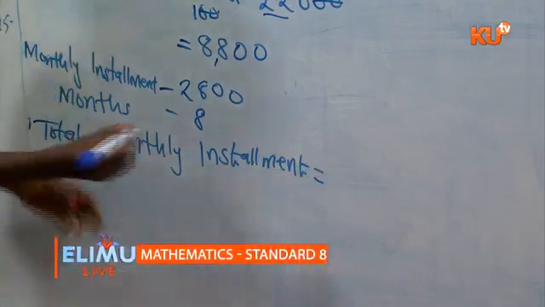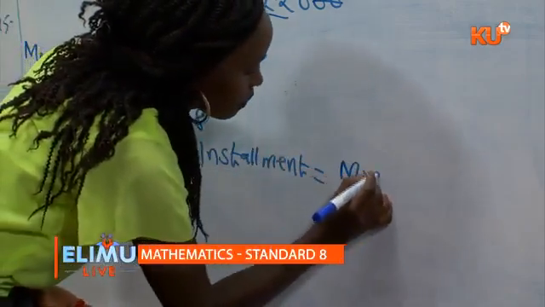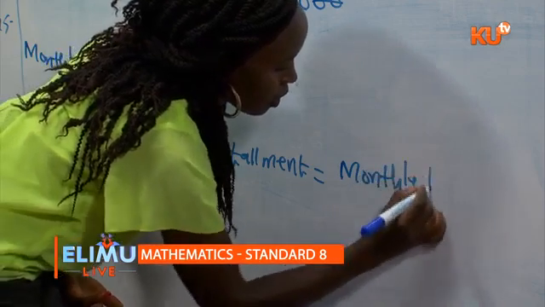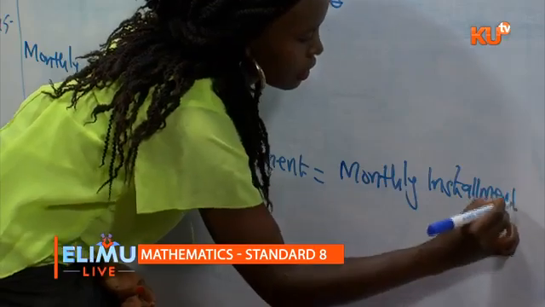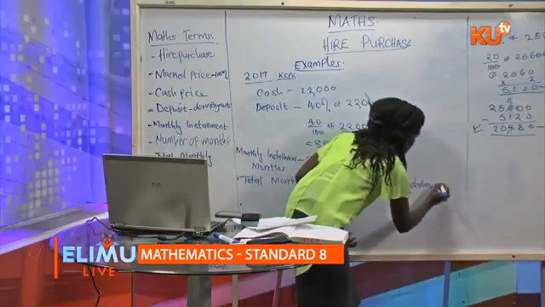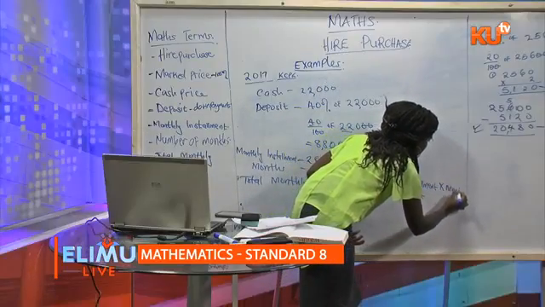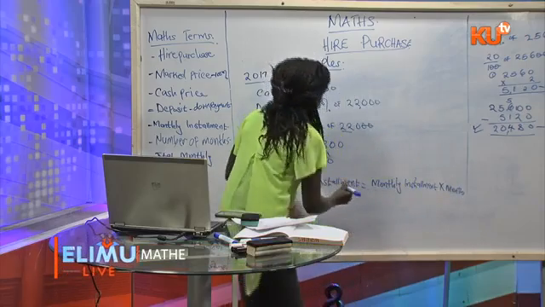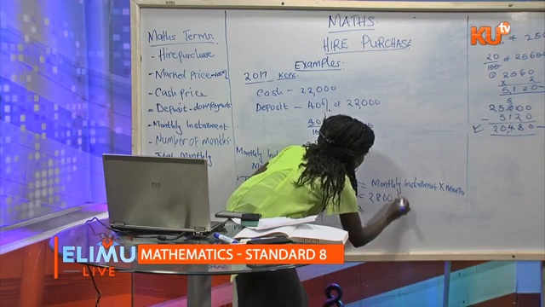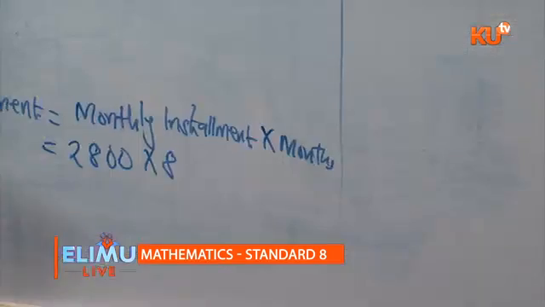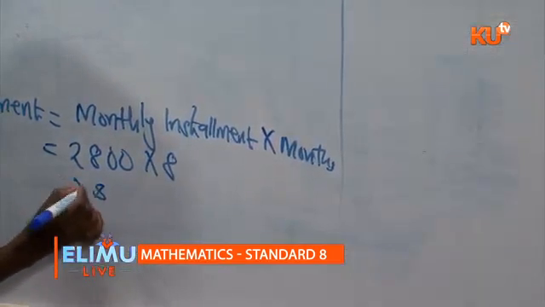The total monthly installment, we take the monthly installment times the number of months. So 2,800 times 8. We multiply.